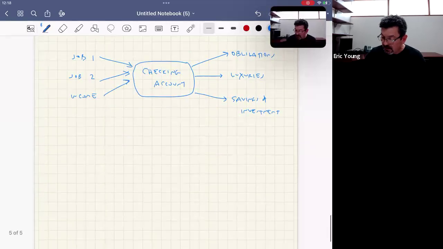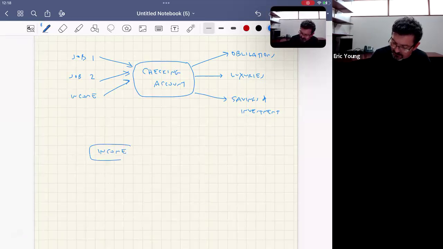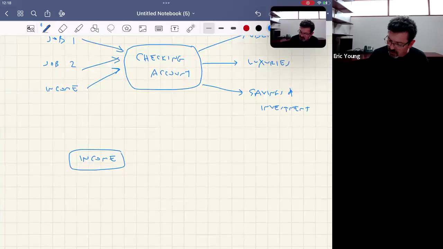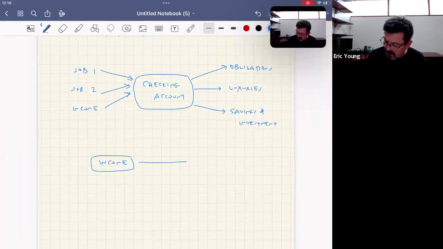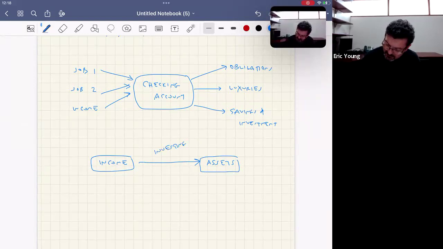Now, let's take savings and investments. Why is saving and investing so important? Well, here's the reason why. Let's modify this map a little bit. We have income. Suppose that you deploy that income and you buy assets. Okay, that's all investing is. So investing, which is this arrow here, investing is using your cash to buy assets. That's it. Pretty straightforward stuff.